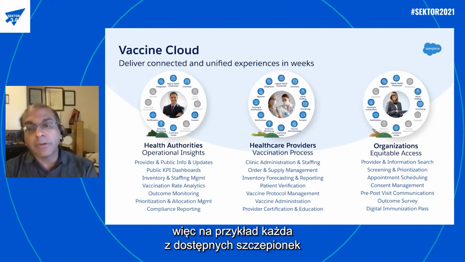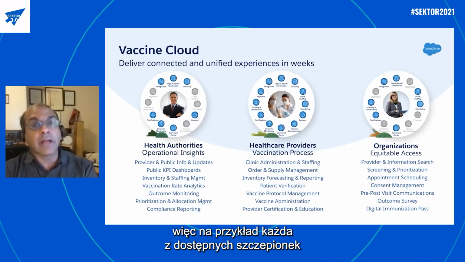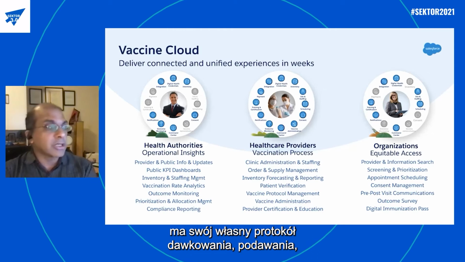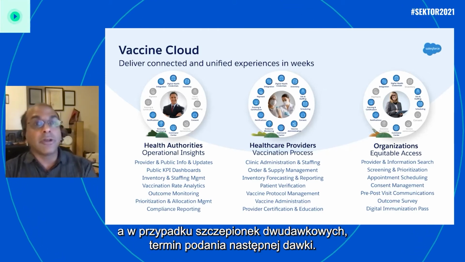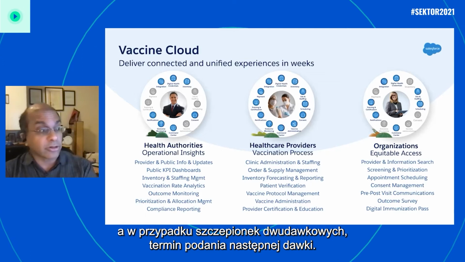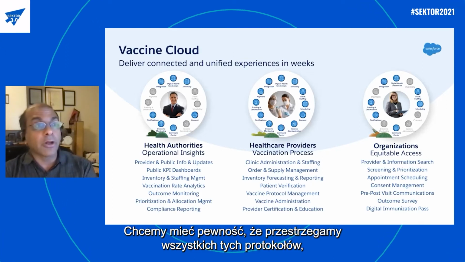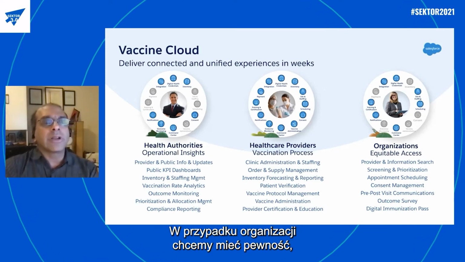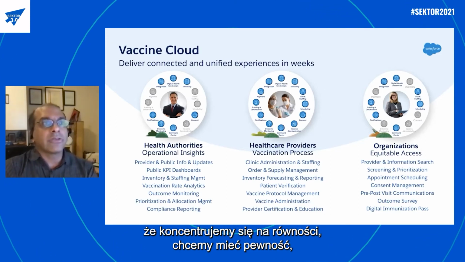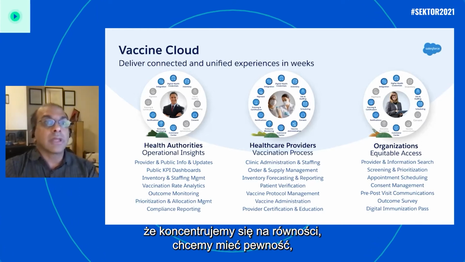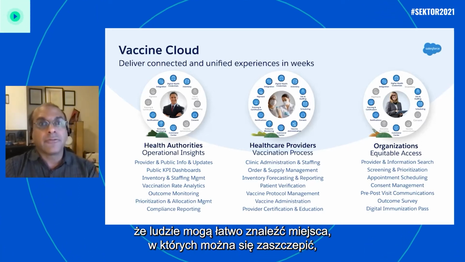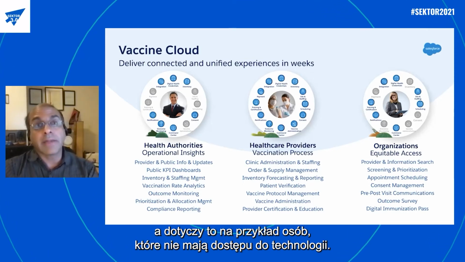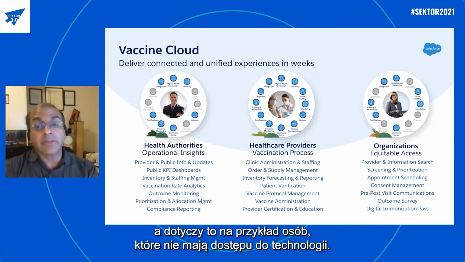So, for example, each one of the vaccines that are out there has its own protocol for dosing, for administration, and for the 2-dose vaccines when the next dose can be administered. We want to make sure that we're following all of those protocols to get the best results we possibly can. And then for organizations, we want to make sure that we are focusing on equality. We want to make sure that individuals can easily find sites to get vaccinated. And this includes, for example, individuals who don't have access to technology.